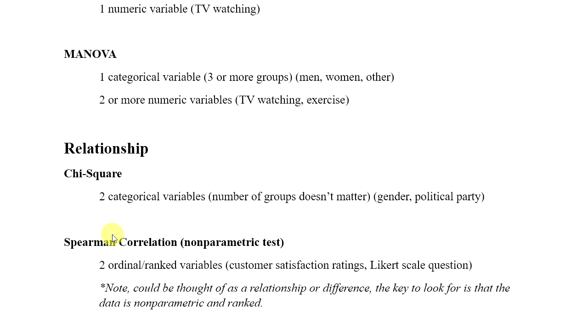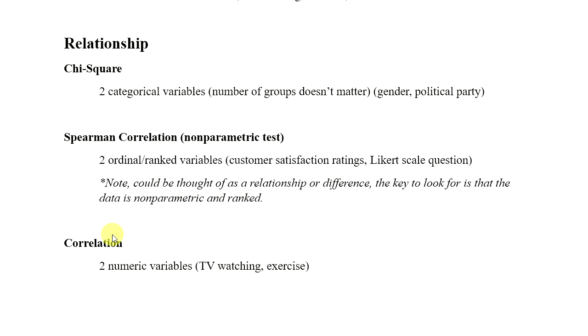Now for relationship, the relationship is all about the chi-square. So for the chi-square, we're looking at two categorical variables, and you're looking for the relationship between those two variables. The number of groups doesn't matter, you just need two categorical variables. So for example, gender and political party.